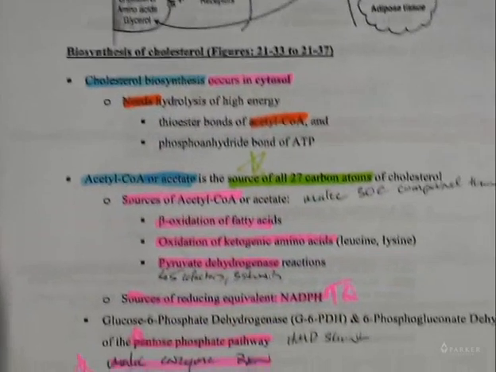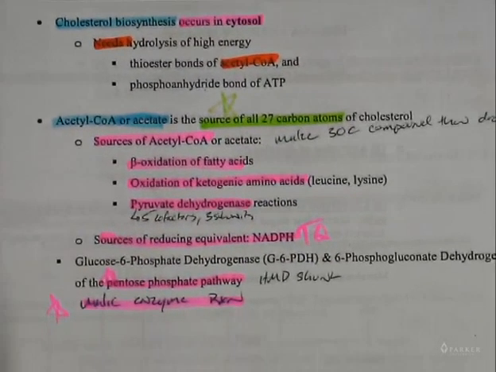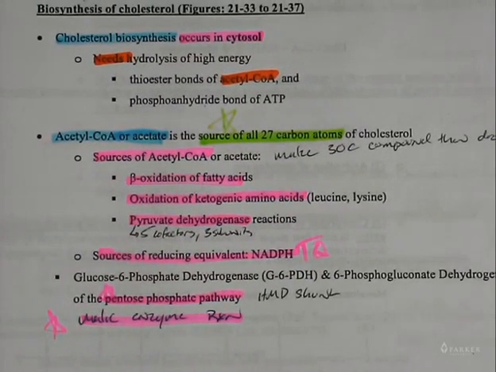So down here, at the bottom of page number 31, cholesterol biosynthesis occurs in the cytosol. Do you think that's important? Yes, TQ. What else occurs in the cytosol that we've studied this trimester? Biosynthesis of fatty acids. What occurs in the mitochondria? Beta oxidation of fatty acids. Good. It needs hydrolysis of high energy ATP. That's all you care about.